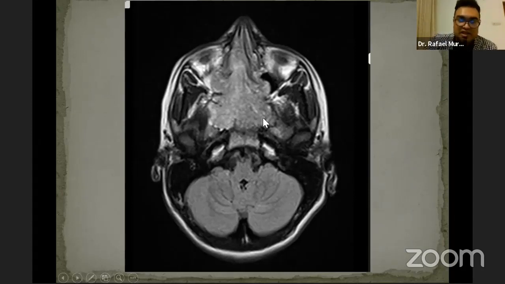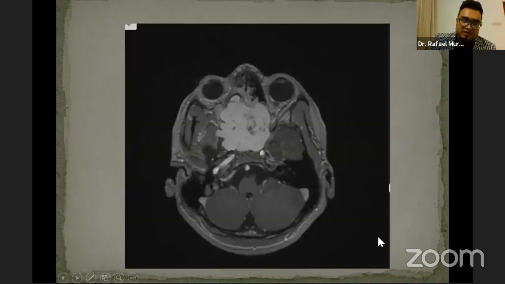This is a T1-weighted image, which is contrast enhanced, and we can see the extension into both orbits and also the base of the skull, also the vessels. In contrast-enhanced images, we can see the destruction of all the surrounding bony structures. It extends to the bilateral orbits, and it compresses the optic nerves and also the vessels.